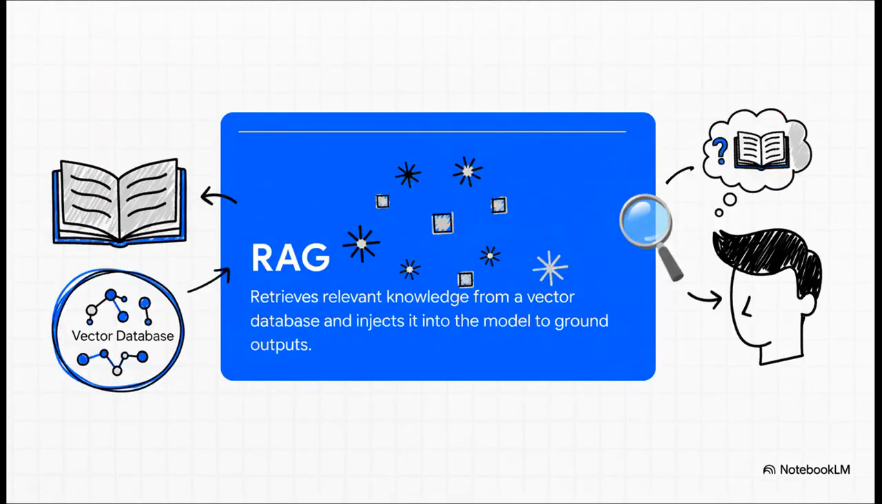The other main method is RAG, which stands for Retrieval Augmented Generation. Now with this, you connect the model to an outside source of information, like a database. This gives the model new knowledge. It's like giving a student an open book for a test.